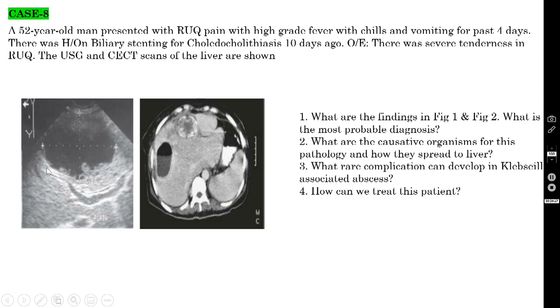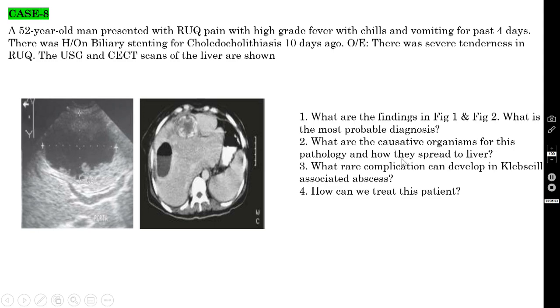Here you are seeing an ultrasound finding, and here this is a CECT finding. This is a hypoechoic area, this is the abscess cavity. This is the liver. So inside the liver you are seeing a big abscess cavity, hypoechoic area, and inside you are seeing a lot of debris also. Patient is also febrile. And here in the CECT, you are seeing the rim enhancement, which is very, very characteristic of pyogenic liver abscess. That is the diagnosis in this case.